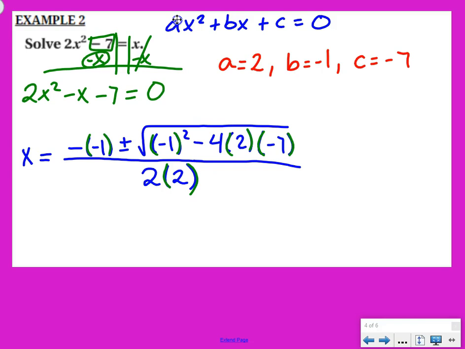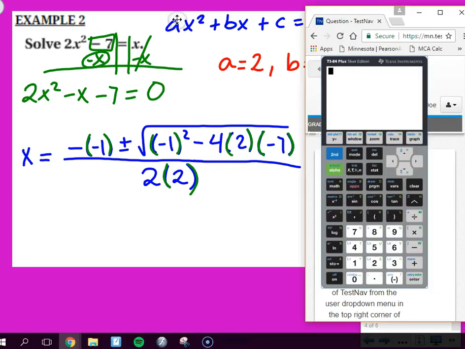Now we use our calculator to evaluate. Type in the piece that's underneath the radical, so the square root of negative 1 squared, that has to be in parentheses, minus 4 times a times c. Press enter, and we get 7.5498.